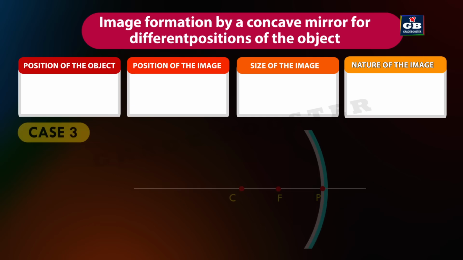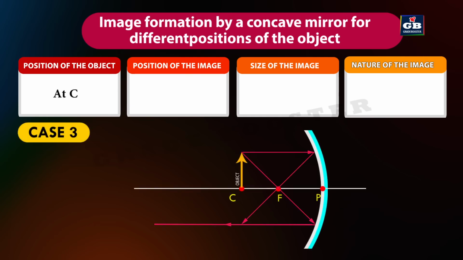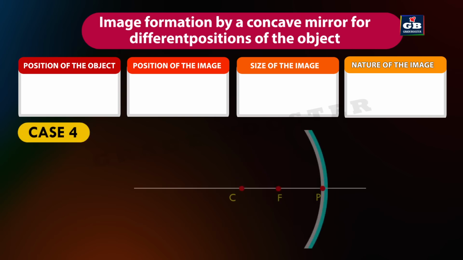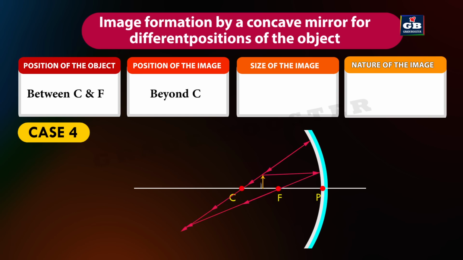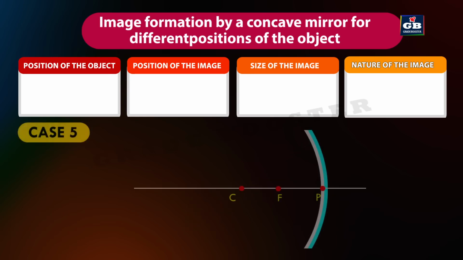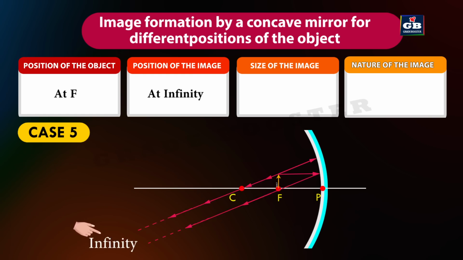Case 3. If the position of the object is at C, the position of the image will be at C. The size of the image will be same as the object. The nature of the image is real and inverted. Case 4. If the position of the object is between C and F, the position of the image will be beyond C. The size of the image will be enlarged. The nature of the image is real and inverted. Case 5. If the position of the object is at F, the position of the image will be at infinity. The size of the image will be highly enlarged and the nature of the image is real and inverted.